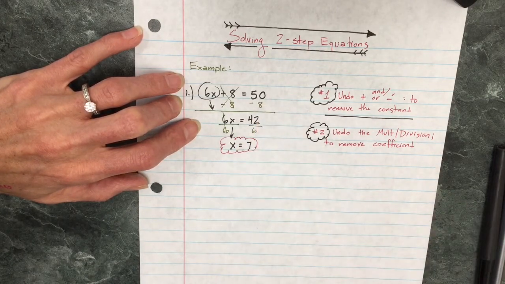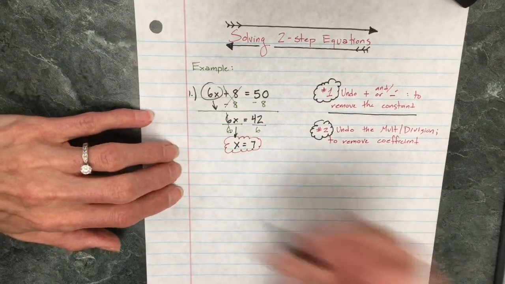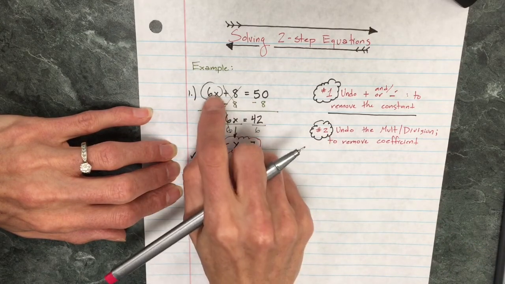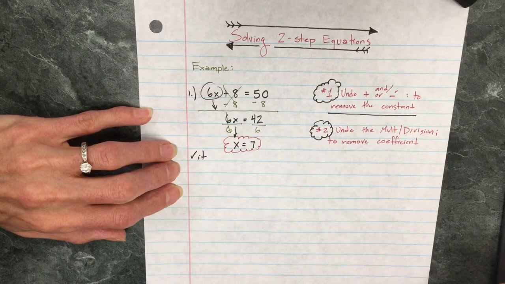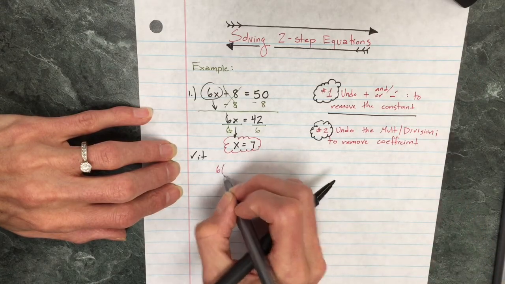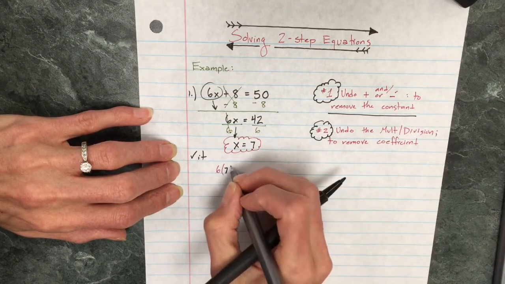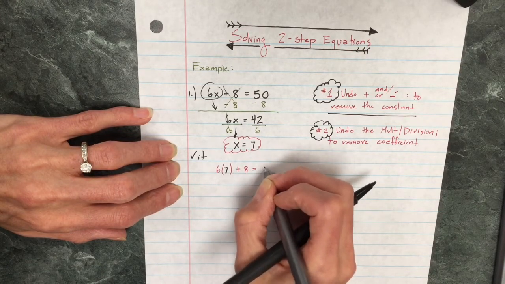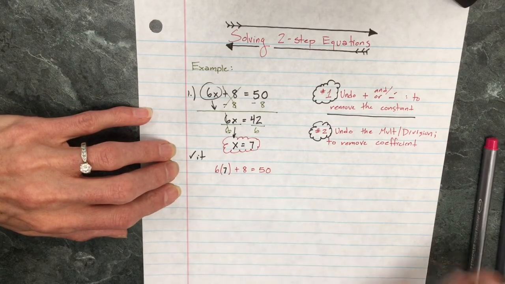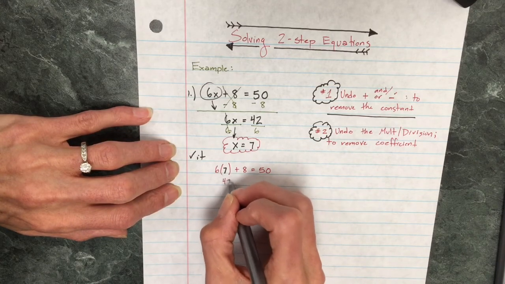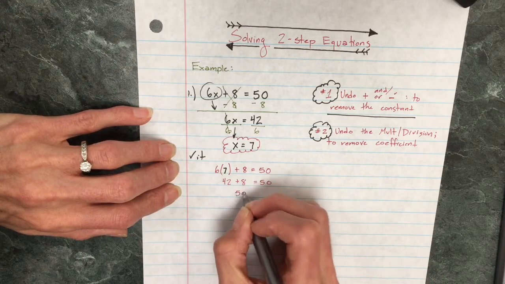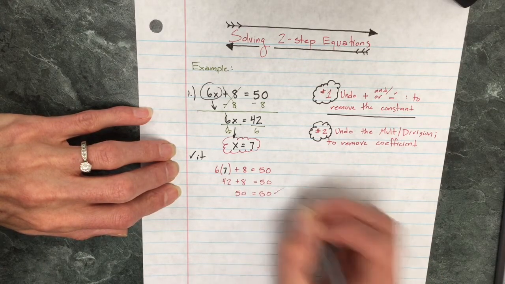I feel like I took my time, I showed my work, but if I want to make absolutely sure, I should check it. So I'm going to take 7 and I'm going to plug it back into my original equation, okay, to make sure. So I'm going to write 6 times 7 plus 8 equals 50. Now, if 7 truly is the answer, then this side will equal this side. So 7 times 6 is 42. And let's see, 42 plus 8 is 50. So yes, it works.